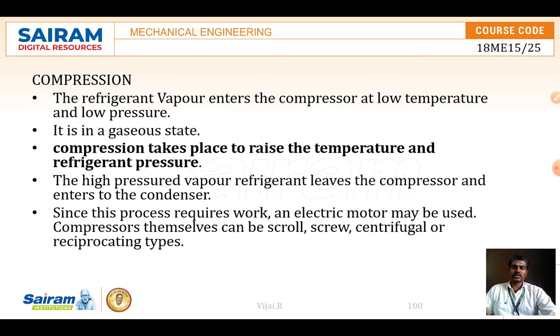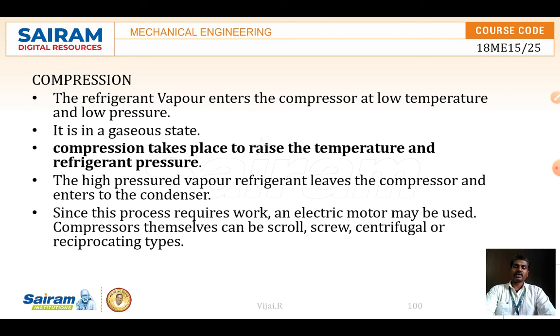In the compression process, the low pressure vapor which is coming out of the evaporator goes to the compressor area, where it gets compressed. Since the refrigerant is now in the gaseous stage, it goes into the compressor. In the compressor, compression takes place, raising the temperature and pressure. So this high pressure vapor then leaves the compressor. When it enters as a low pressure vapor, after compression it becomes a high pressure vapor and leaves the compressor chamber.